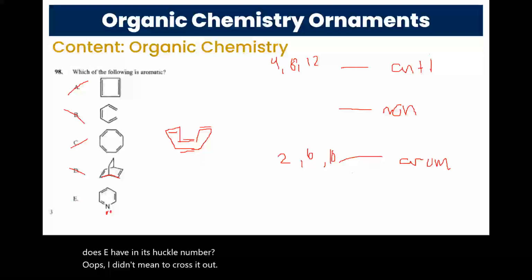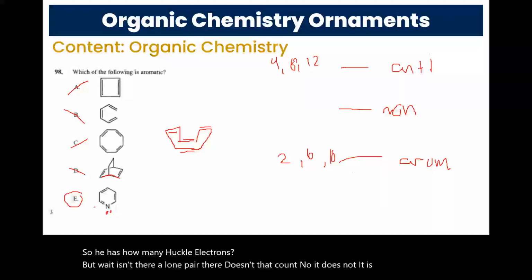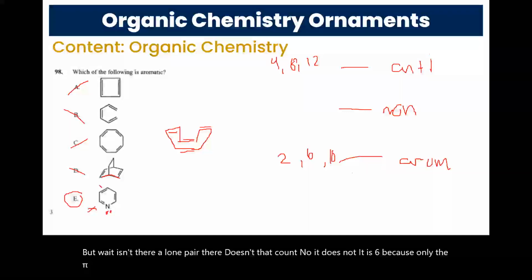So E has how many Huckel electrons? 6. But wait, isn't there a lone pair there? Doesn't that count? No, it does not. It is 6 because only the pi bonds count. Pi bond 1, pi bond 2, pi bond 3. That lone pair does not contribute to the Huckel number.